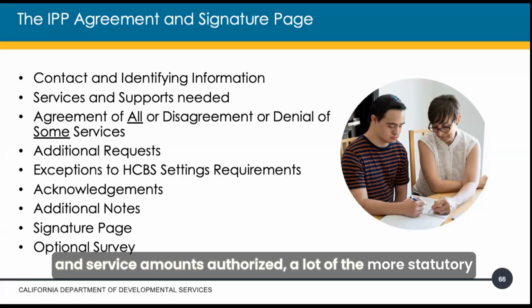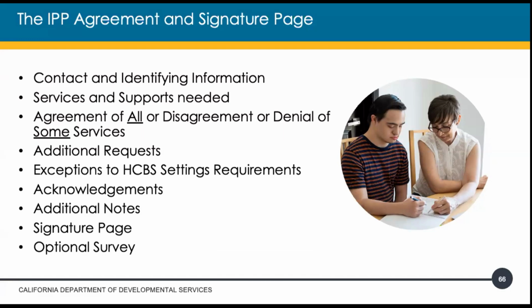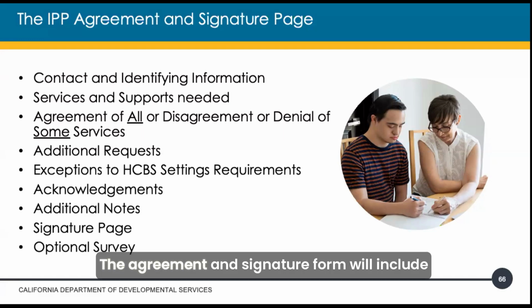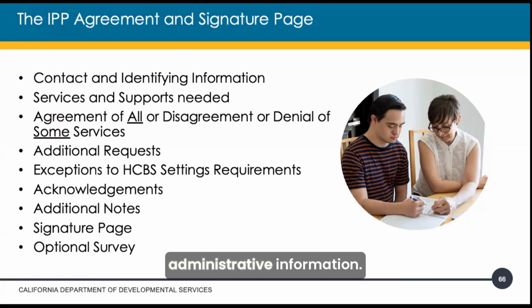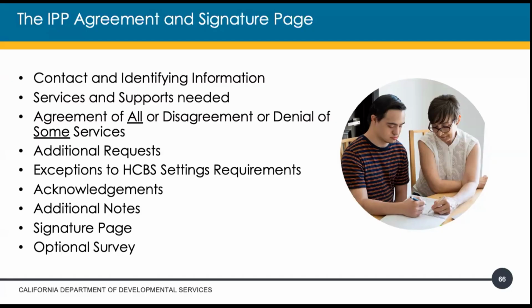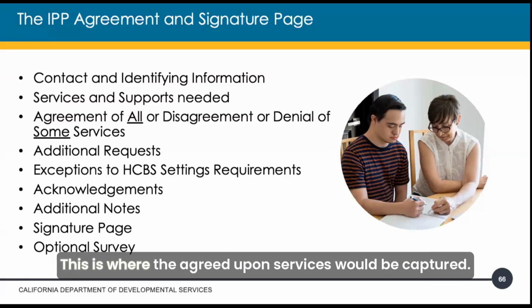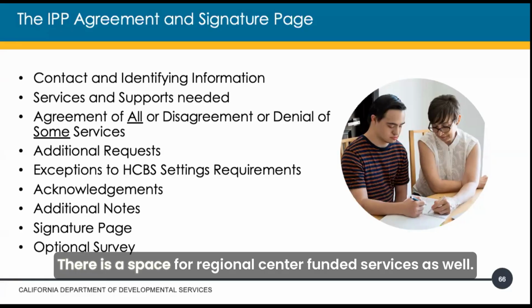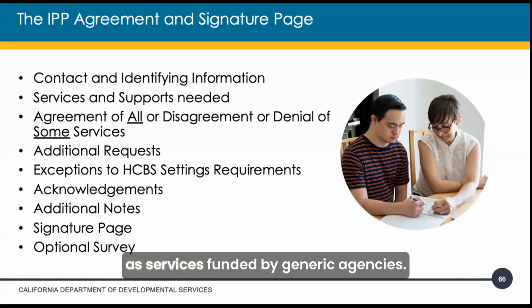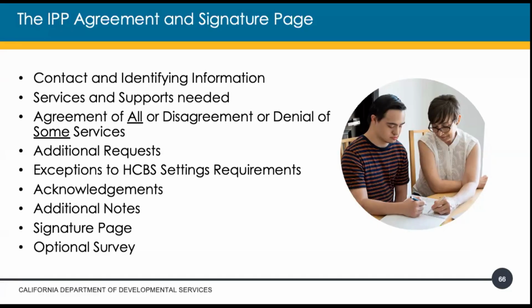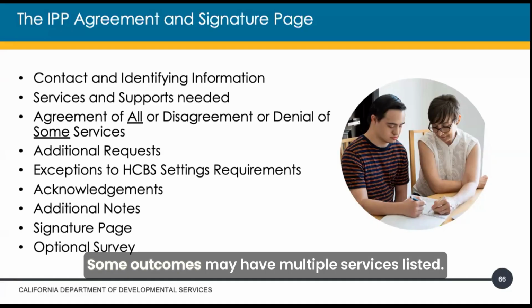You know, a lot of the more statutory requirements. The agreement and signature form will include administrative information. So it'll have a section on services and supports. This is where the agreed upon services would be captured. There is a space for regional center funded services as well as services funded by generic agencies. Some outcomes may have multiple services listed.